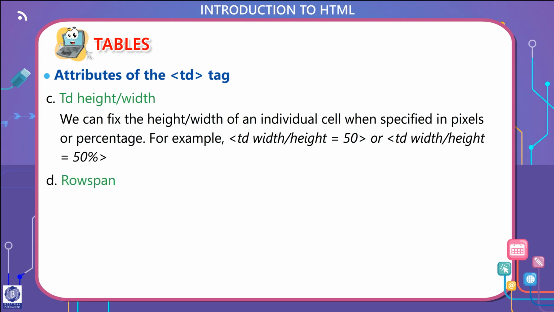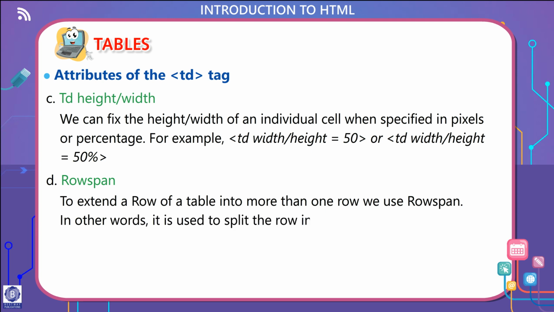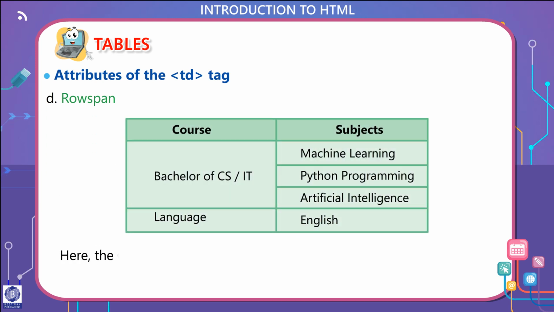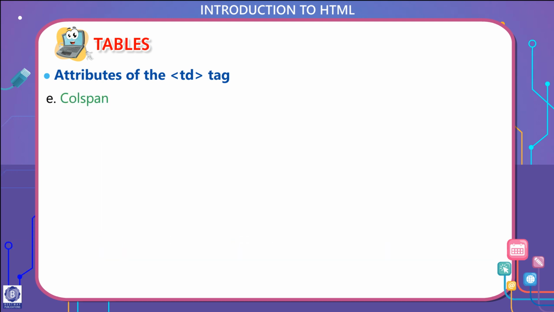Rowspan. To extend a cell of a table into more than one row, we use rowspan. In other words, it is used to split the row in a table. For example, TD rowspan is equal to 2. Here, the course Bachelor of CS and IT is taking a span of 3 rows and language is taking only a single row.